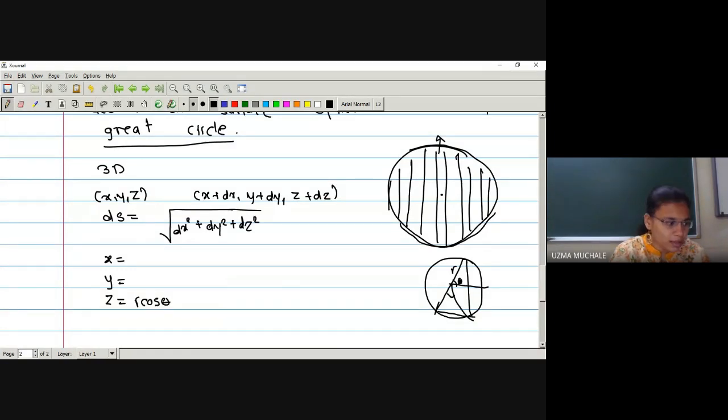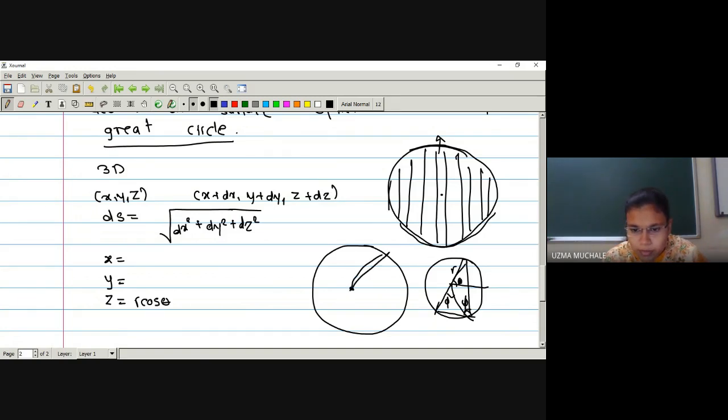This was our angle phi, and this is also, by using the adjacent angle, phi. This is also an angle theta. Correct? From the center to this, whatever the distance we have, it is radius r.